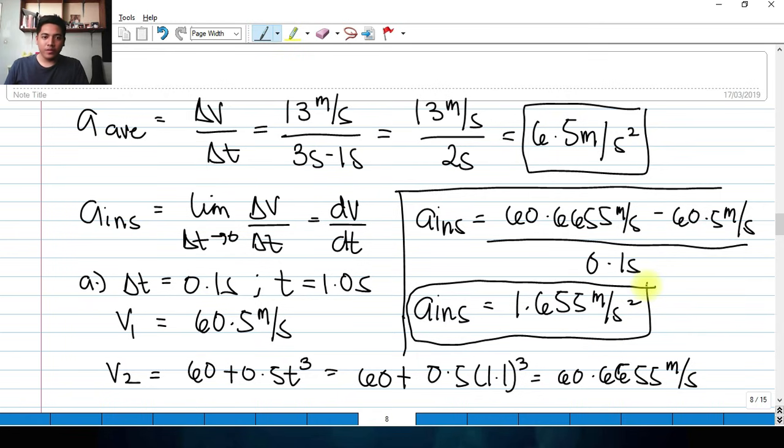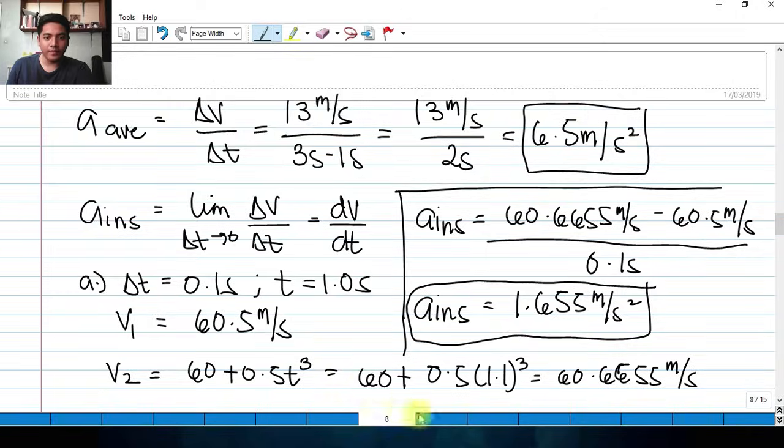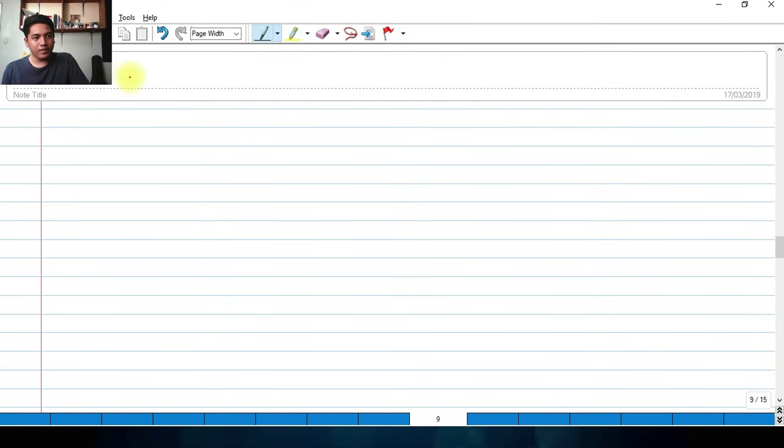Okay? So the problem is again asking, we're done with delta t of 0.1 second. Now we're going to use delta t of 0.01 second. Again, taking delta t as 0.01 second, because the definition of instantaneous acceleration is that delta t should approach 0. And the closer we get to delta t of 0, the closer our answer for our instantaneous acceleration will be. So our v1 is still the same.